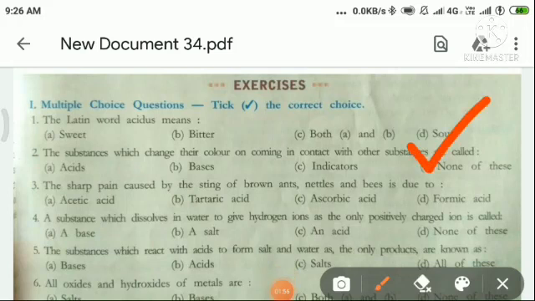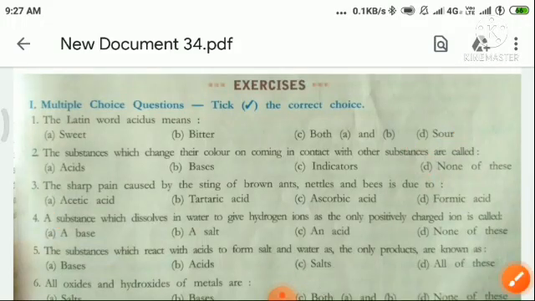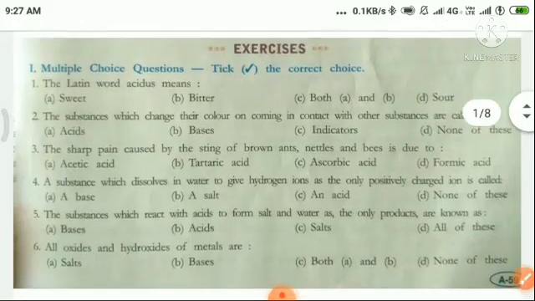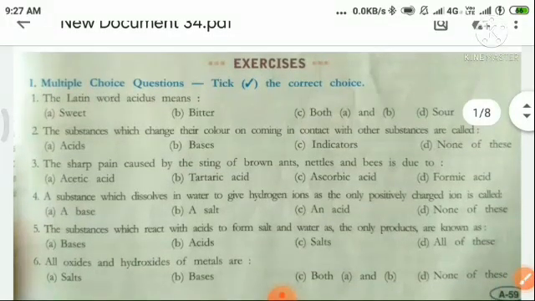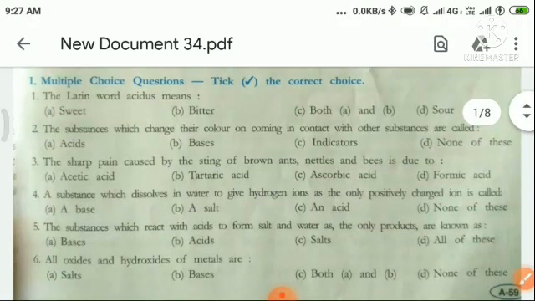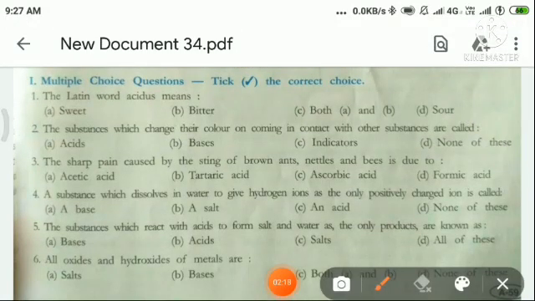Now question number 2: the substances that change their color on coming in contact with other substances, what are they called? I think you have all guessed it correctly. Yes, that is indicators.